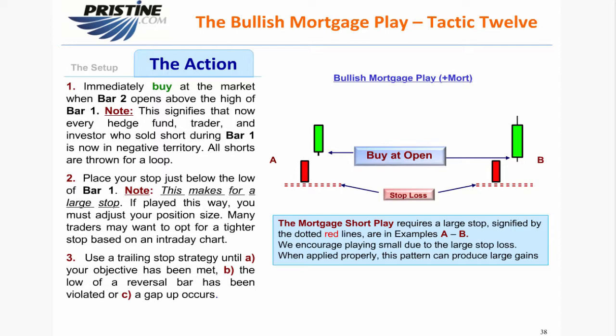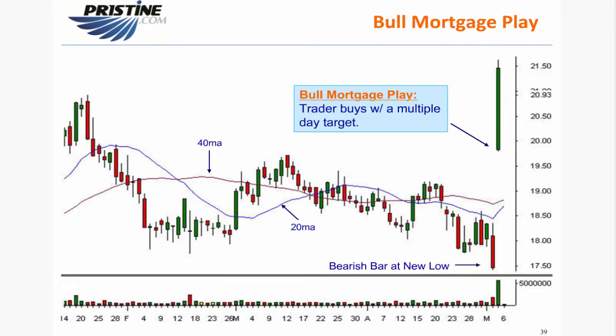So here is an example of a bullish mortgage play or professional gap. Now, obviously, I'm not going to suggest that you enter this right at the open and put your stop down below the prior day's low. That would just be insane. Okay? So, what do you do in a situation like this?